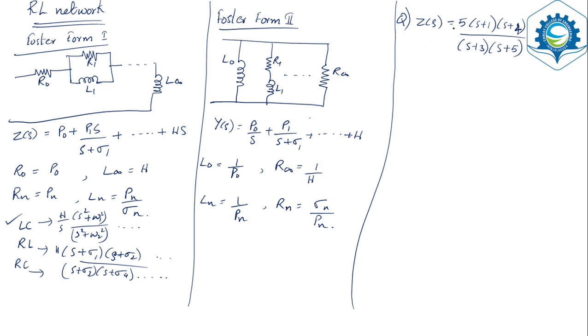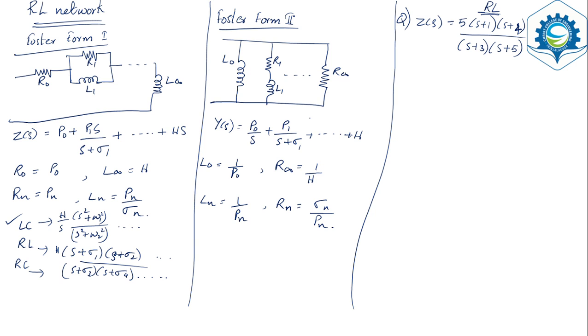Now for the RL network, we can just take this particular example. You have 5 into (S plus 1) into (S plus 4) divided by (S plus 3) into (S plus 5). Take the solution of both the numerator and the denominator and look at which value of S is nearer to 0. You have over here minus 1, minus 3, minus 4 and minus 5. So obviously minus 1 is nearer to 0, and it is at the numerator. So if the value at the numerator is nearer to 0, that means it is an RL network. And suppose the value of the denominator was nearer to 0, it would make it an RC network.